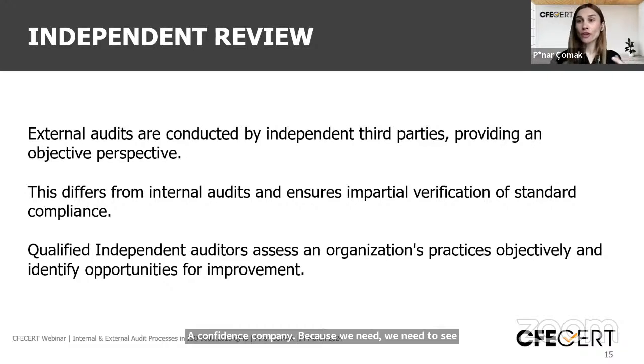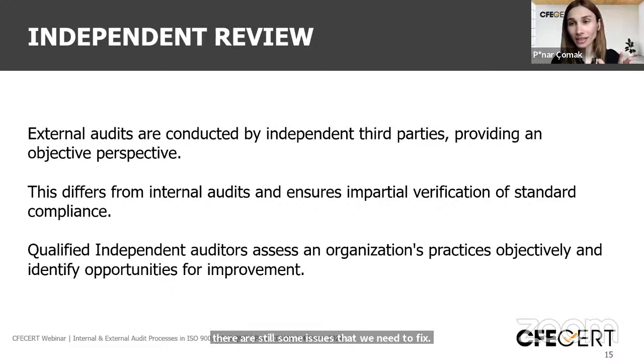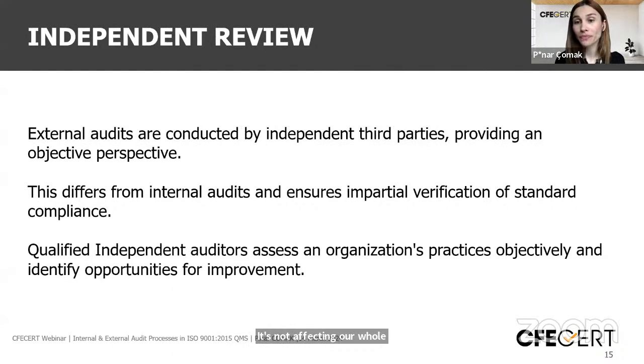During independent review, we may have different findings. These are major non-conformity, minor non-conformity, observations, and opportunities for improvement. Major non-conformity means we are totally not doing one requirement of the standard. And minor non-conformity means we are doing the requirements of the standard, but there are still some issues that we need to fix. It's not affecting our whole quality management system directly, but still we need to work on it.